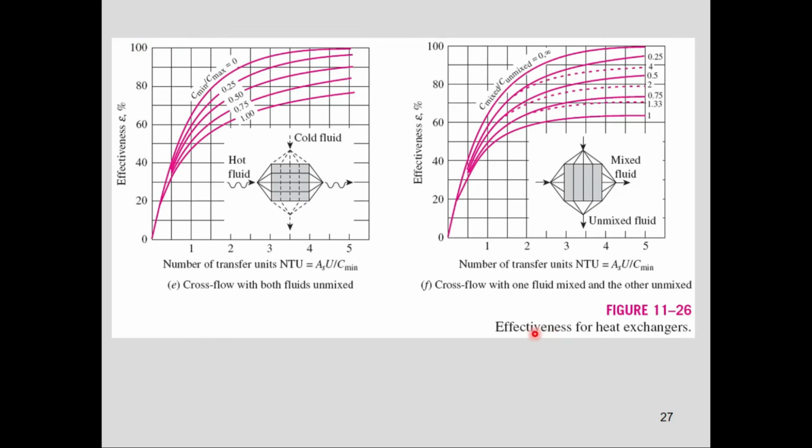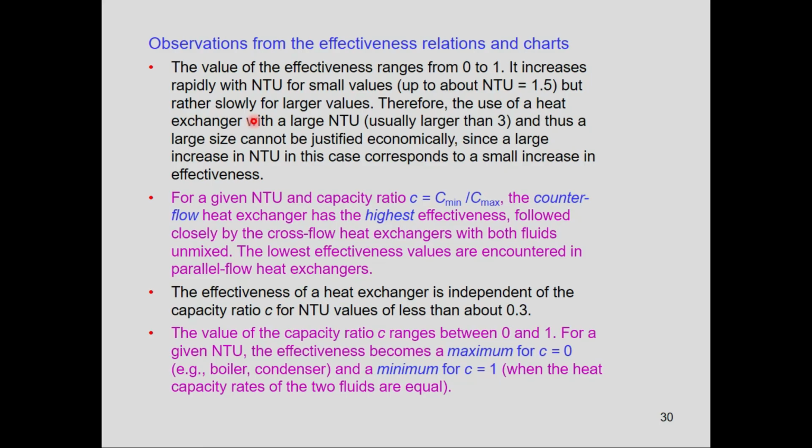So these are the graphs. The heat capacity ratio values change from 0 to 1 for all the graphs that I have mentioned in the previous slides. For a given NTU value, the effectiveness becomes maximum when the capacity ratio is equal to 0. This is only the case for the boiler as well as for the condenser. The effectiveness is minimum when the value of C is equal to 1. This is usually the case when the heat capacity rates of the two fluids are equal.